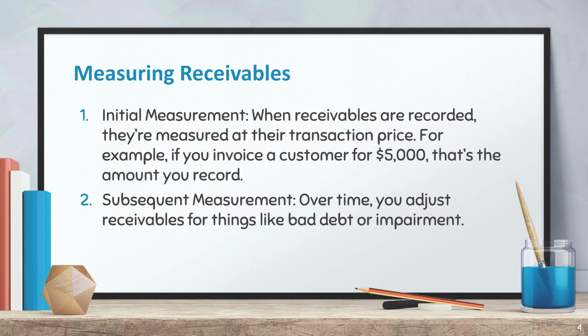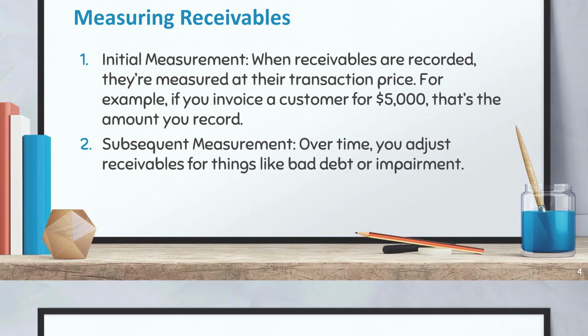Next, ASC 310 tells us how to measure receivables. There are two key concepts here. 1. Initial measurement. When receivables are recorded, they're measured at their transaction price. For example, if you invoice a customer for $5,000, that's the amount you record. 2. Subsequent measurement. Over time, you adjust receivables for things like bad debt or impairment.